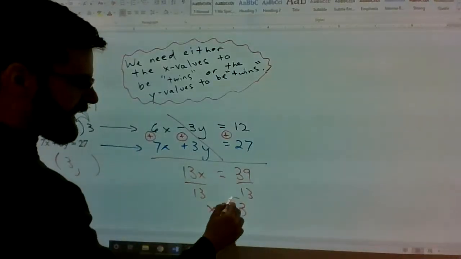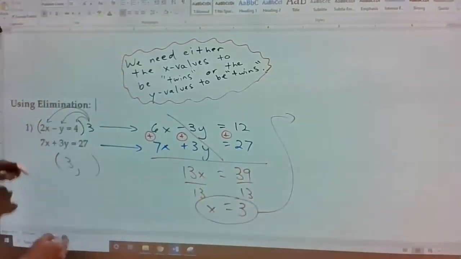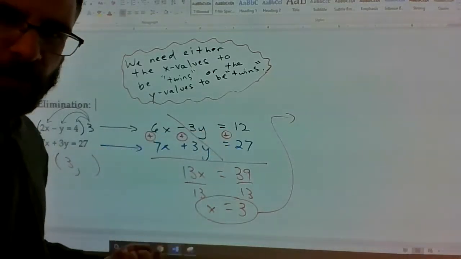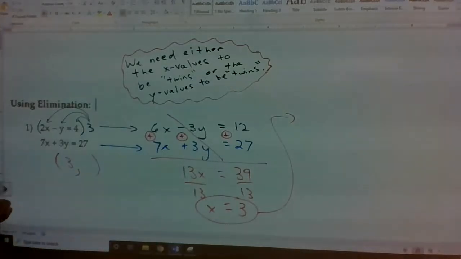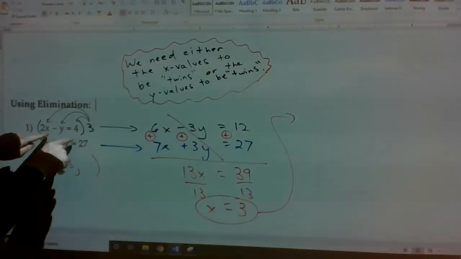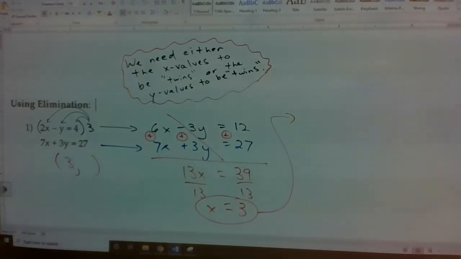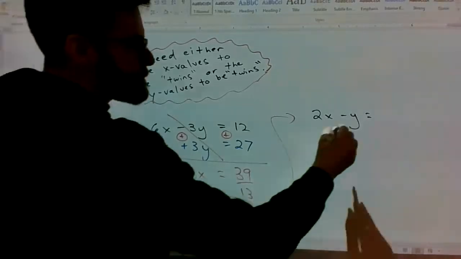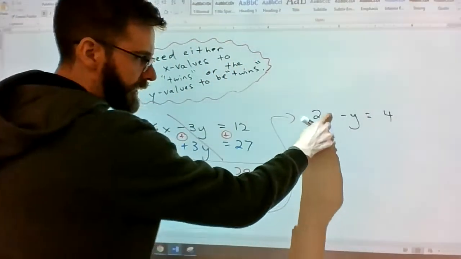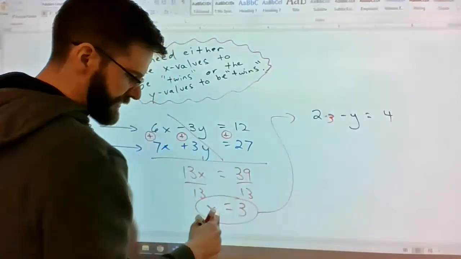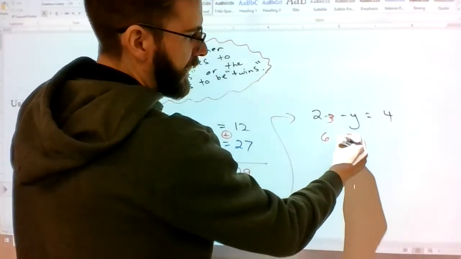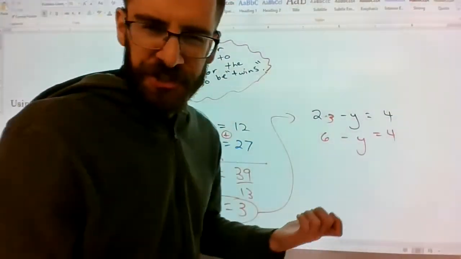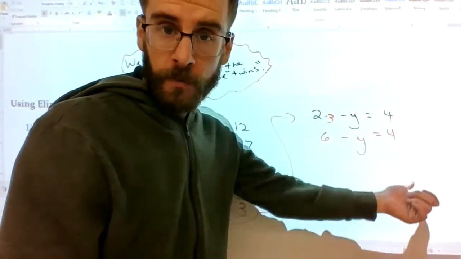So what we do is we take x equals 3 and we plug it into one of these originals. Or you could plug it into this new equation. Usually one of the originals means less work. So I'm going to just pick this first equation, 2x minus y equals 4. And instead of 2x, it's going to be 2 times 3 because x equals 3. So then 6 minus y is equal to 4. And really I can just guess. 6 minus 2 equals 4.